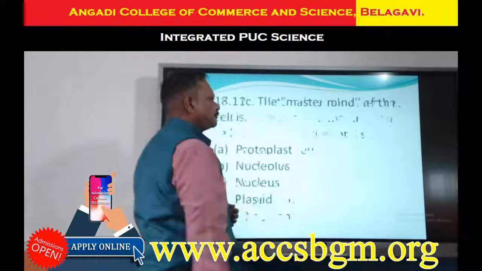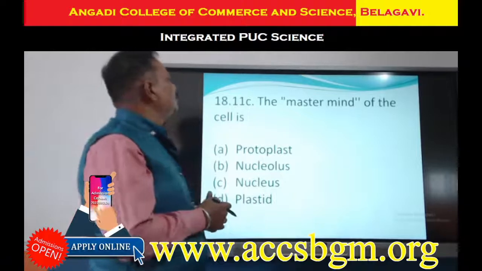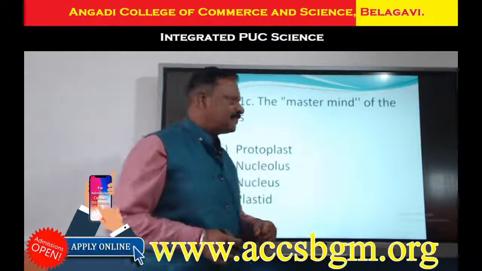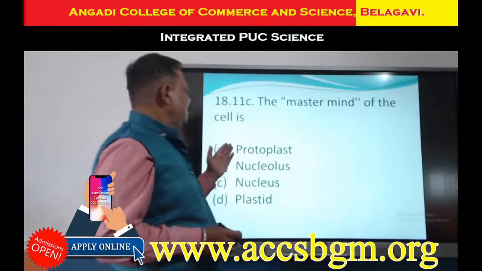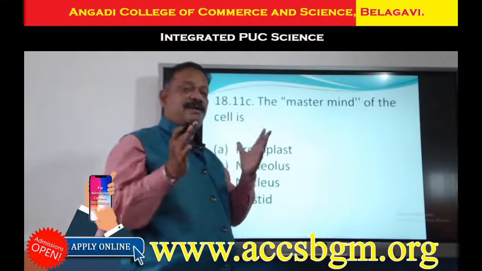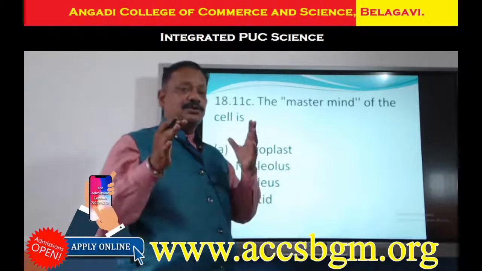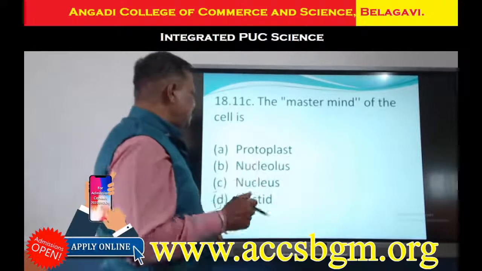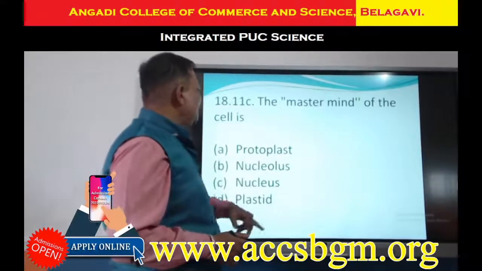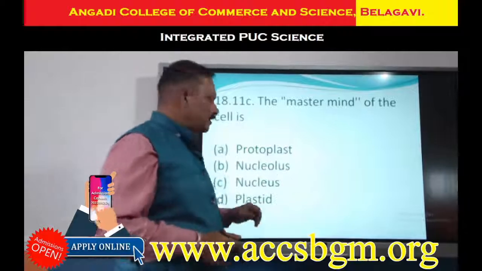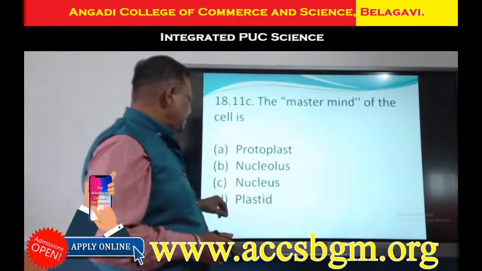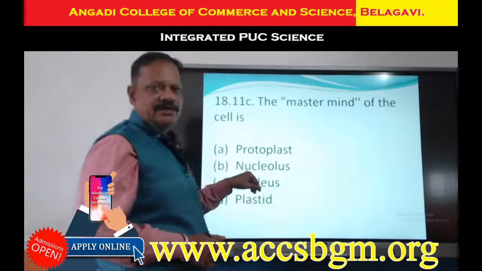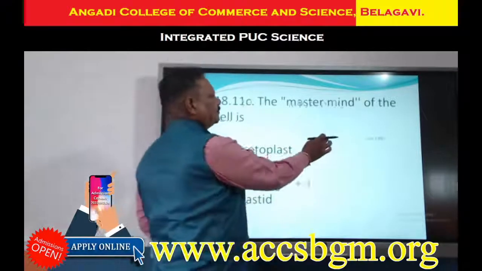Next. The mastermind of the cell is, the mastermind of the cell. So, I already told you, I said the brain of the cell, the main switch of the cell. Just see the options, then you will come to know. A, protoplasm. B, nucleolus. C, nucleus. D, plastid. Yes, you are right. It is option C, nucleus. We'll move to the next.